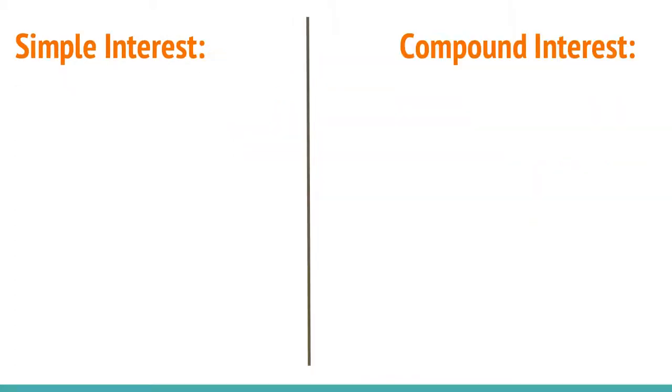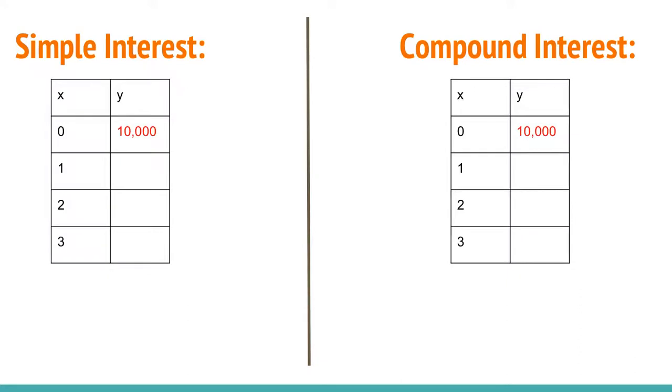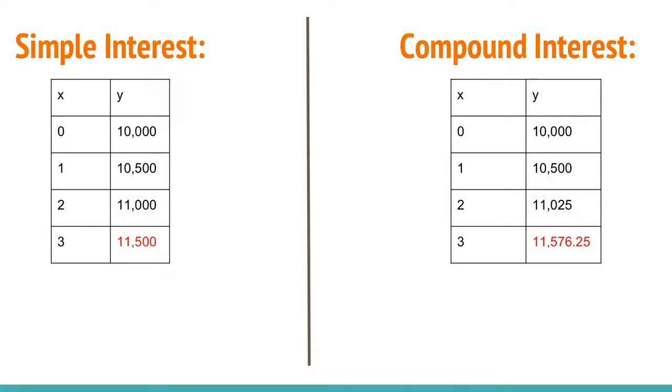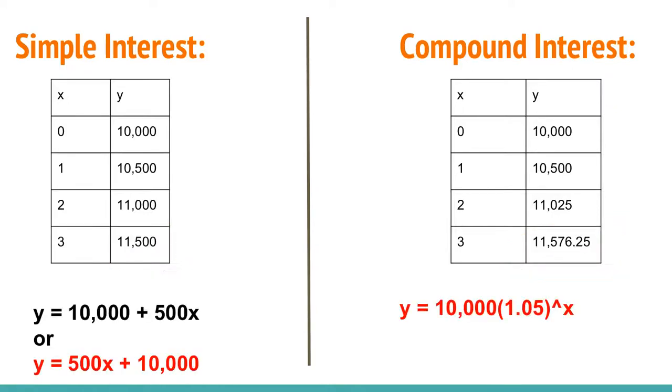Here are the tables as a comparison. You'll notice they both started with 10,000. They both went up 500 the first time, but then in the compound side, you have money on top of your money and it is more at the end. So this ends up with 11,500. This ends up with 11,576.25. That is significantly more money. Then the equations we talked about already, this is more of a linear situation with the simple interest. So this is considered to be more linear, and then the compound interest is considered to be more exponential.